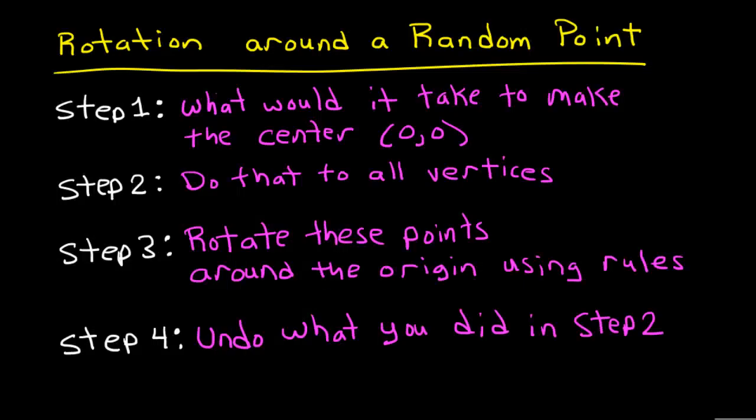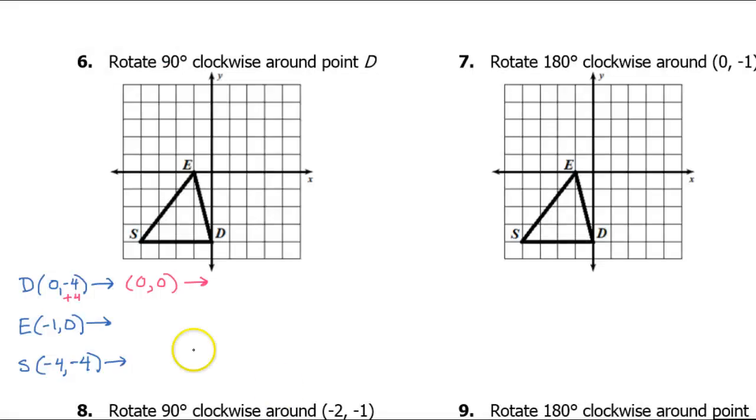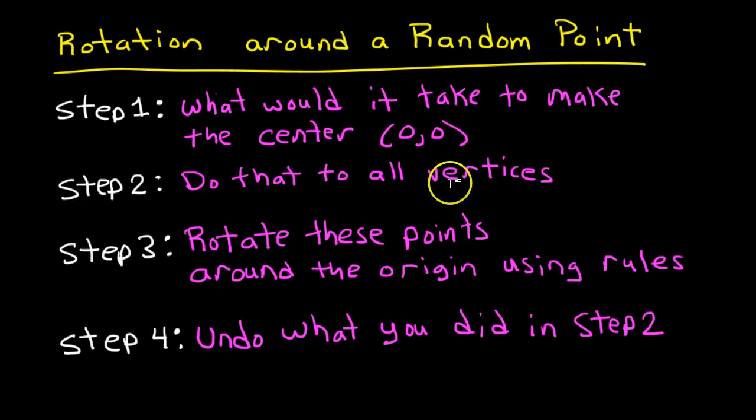Now, the next step is to do that to all the vertices. Whoops. So I'm going to add 4 to all of the Y values. So I'm going to add 4 to this Y value, and I'm going to add 4 to this Y value. So this is going to become -1, 4. And this is going to become -4, 0. Okay, so now we did that to all vertices.